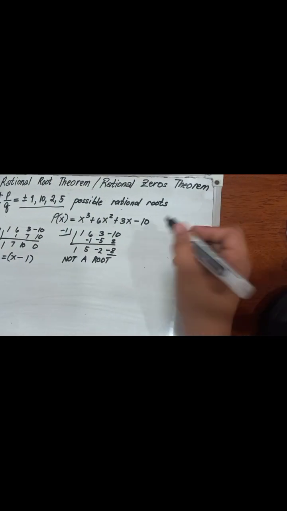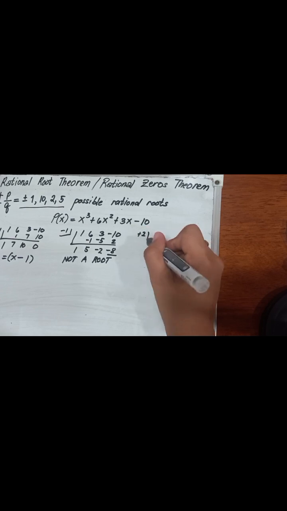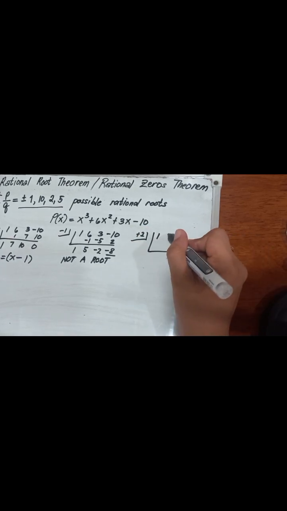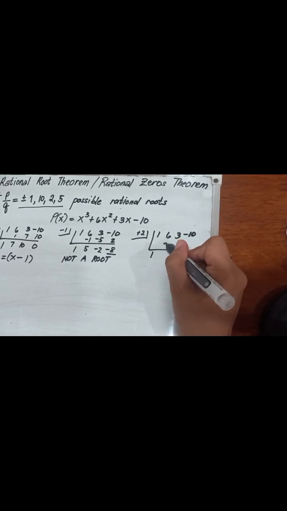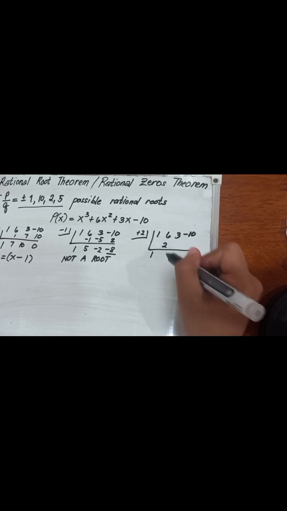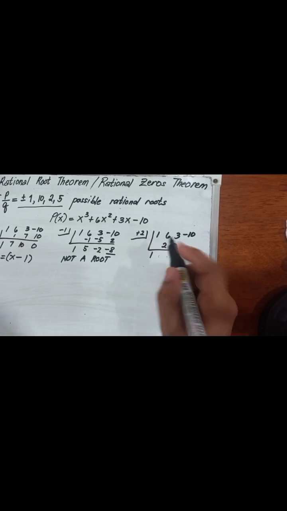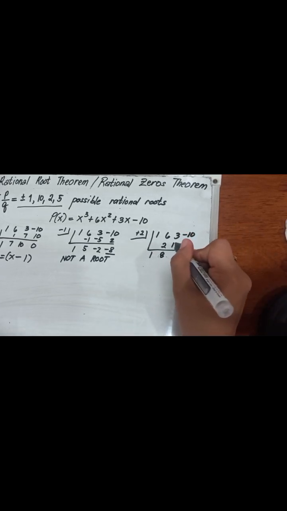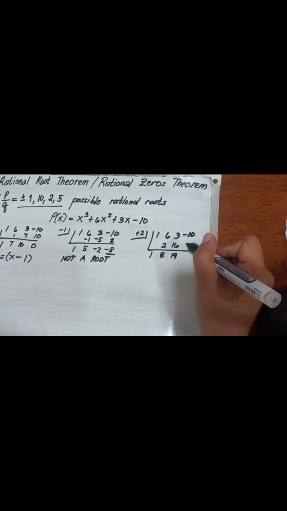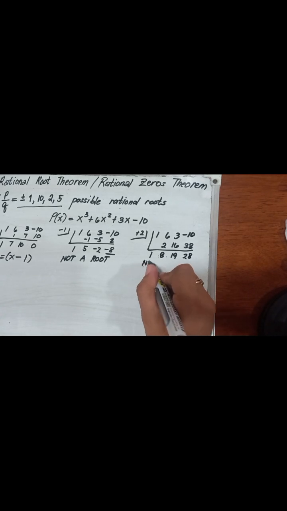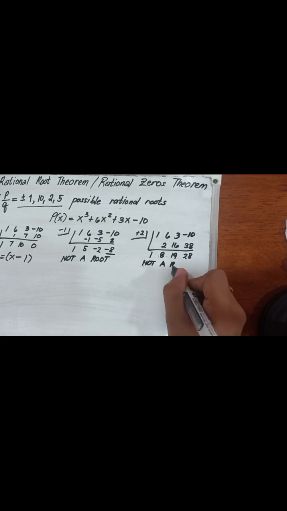Next, let us test positive 2. So we have 1, 6, 3, negative 10. Bring down 1. 1 times 2 is 2. 6 plus 2 is 8. 8 times 2 is 16. Plus 3, that is 19. Times 2, that is 38. 38 minus 10 is 28. So positive 2, again, is not a root.